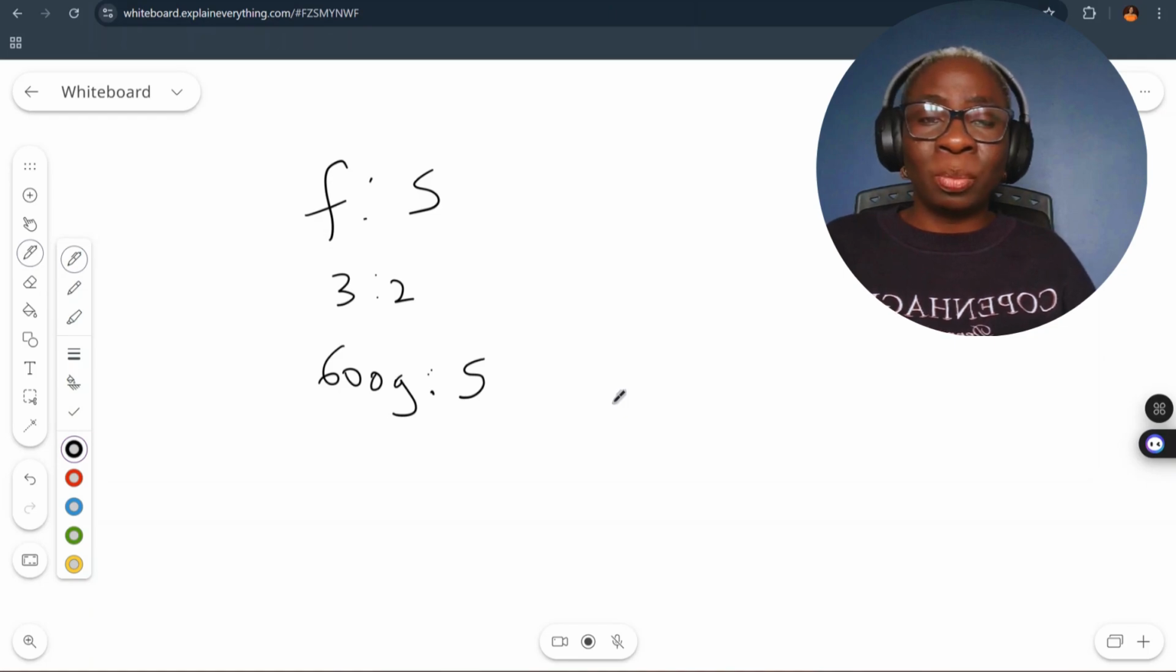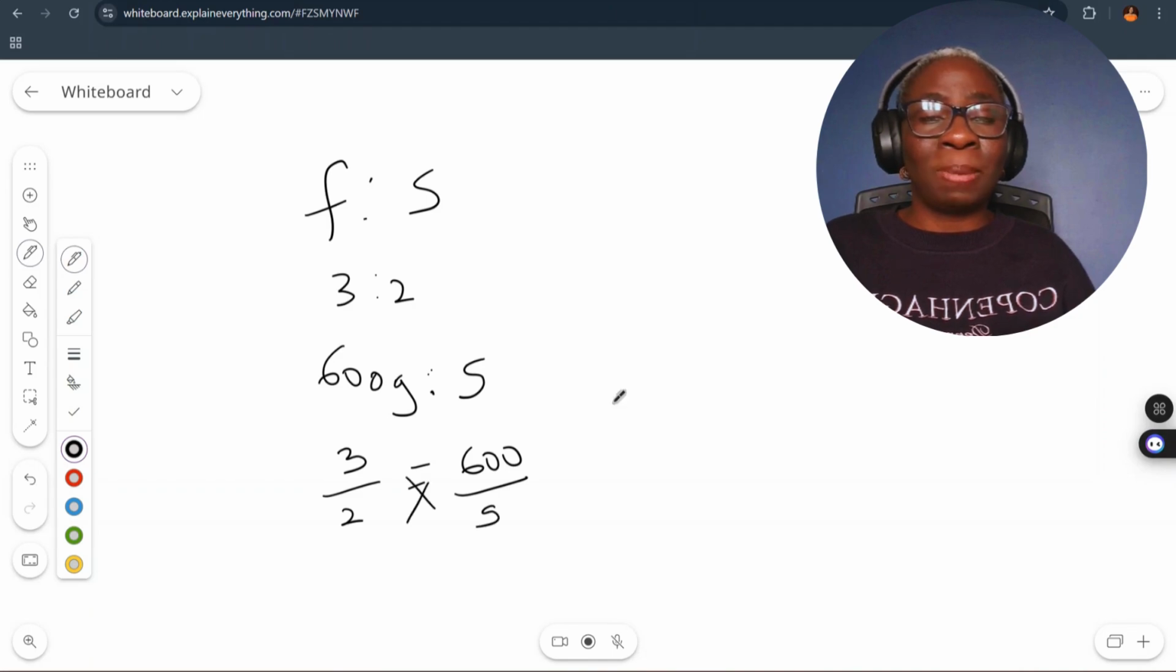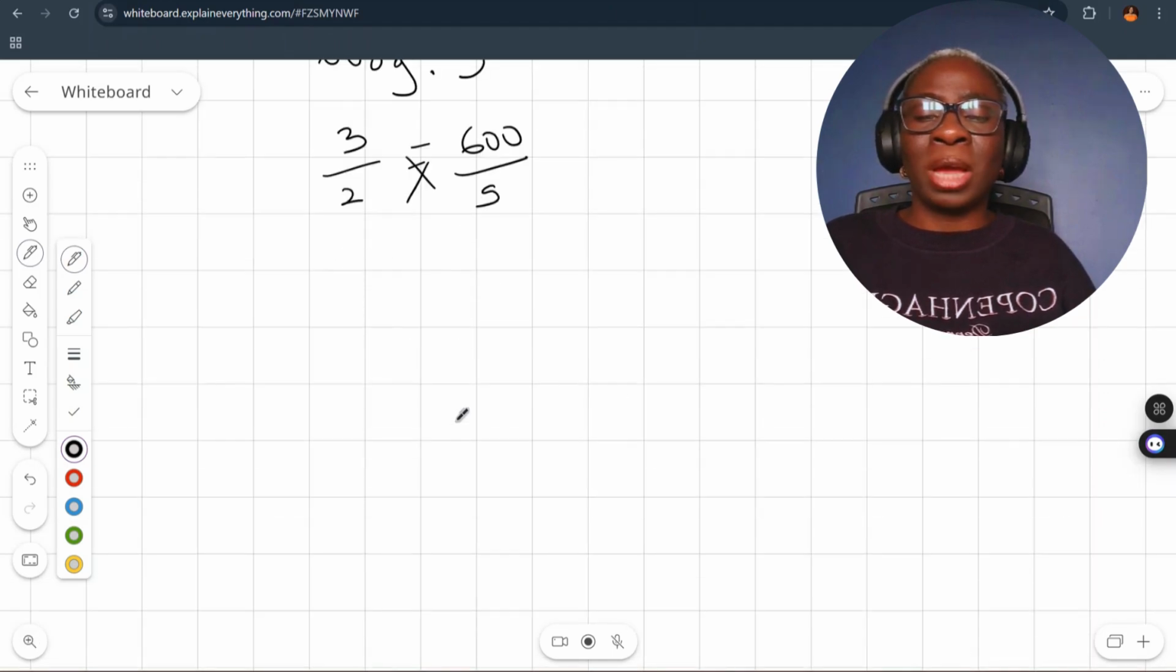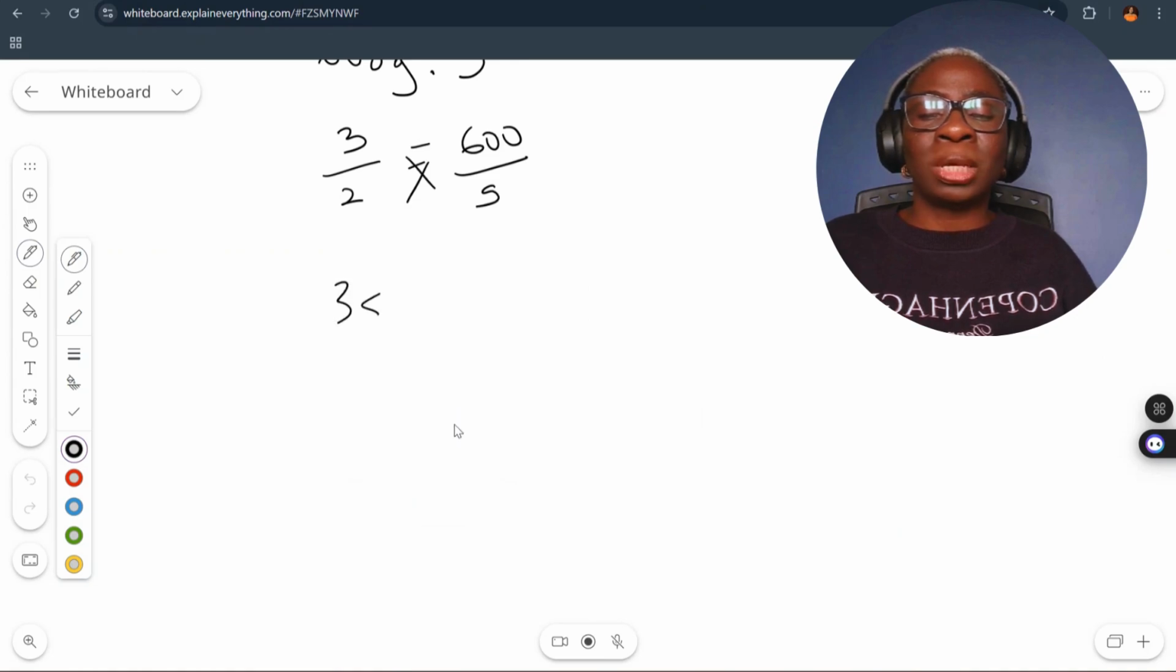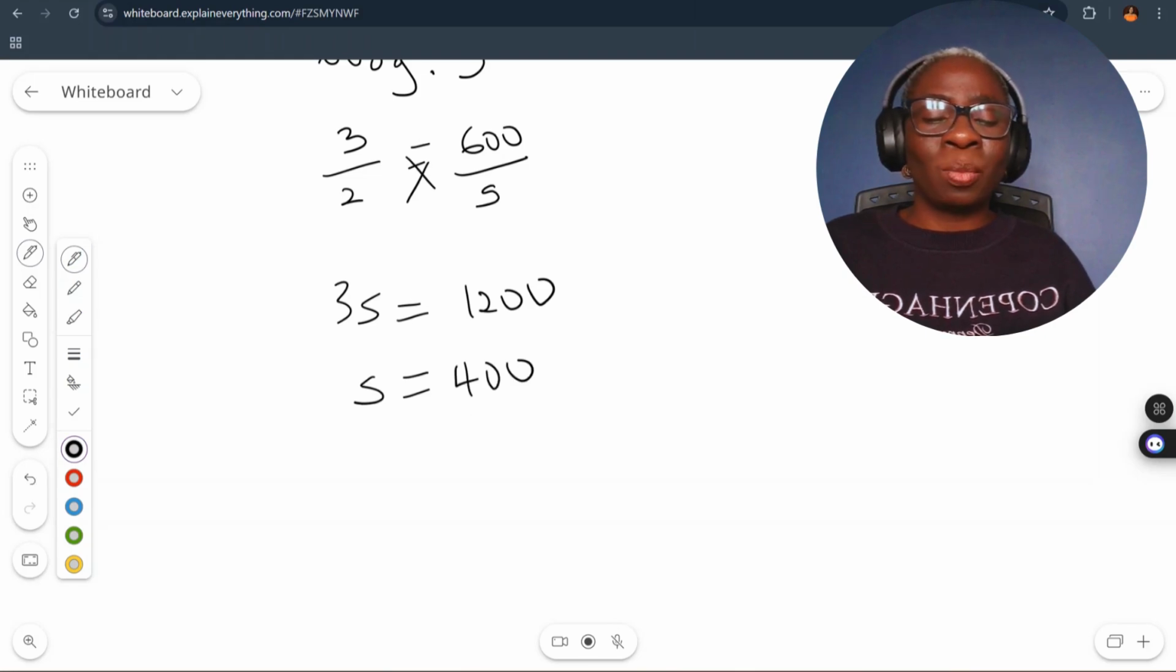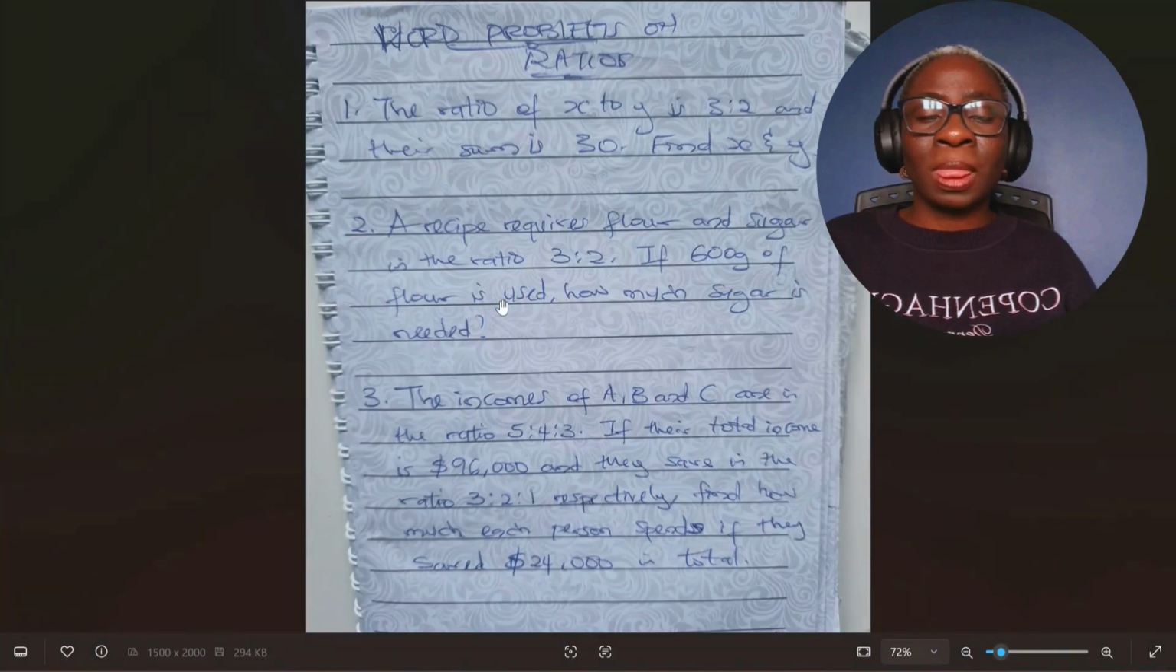So we turn this into a proportion so that we have 3 over 2 to be equal to 600 grams over s. Then we cross multiply. So when we cross multiply, we have 3s to be equal to 600 times 2, that's 1200. And when we divide both sides by 3, s will be equal to 400. So what does the question say? How much sugar is needed?